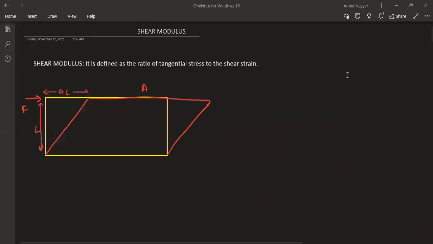Now, the last topic that was left. Change in length: Young's modulus. Change in volume: bulk modulus. Now change in shape. Remember, change in shape happens if you apply a force that is parallel to the surface. So that is shear modulus. It is defined as the ratio of tangential stress to the shear strain.